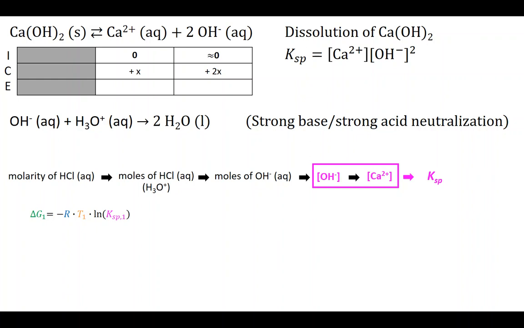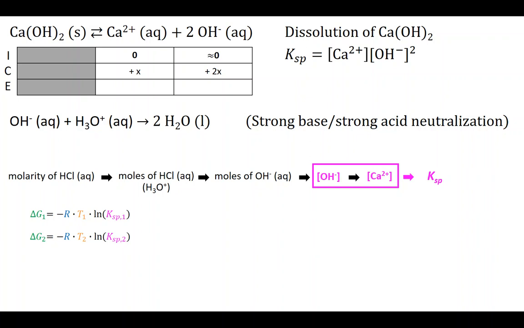Now, if we use the data from the first titration at room temperature and plug in the room temperature in Kelvin for T1, we get the value for delta G for the first temperature titration. So delta G1 there is the Gibbs free energy change for the reaction at room temperature.